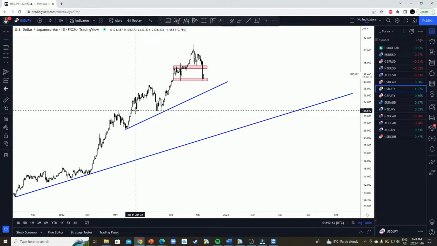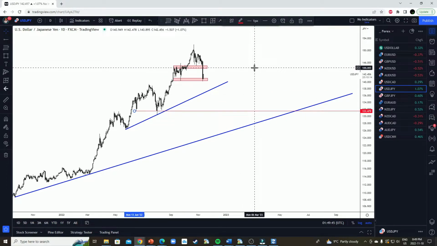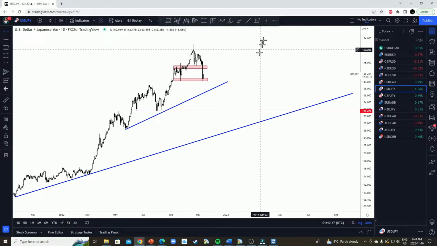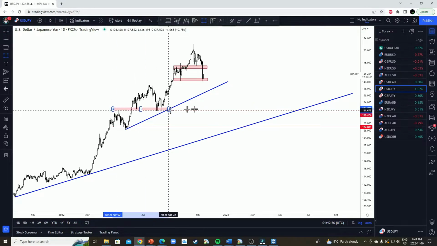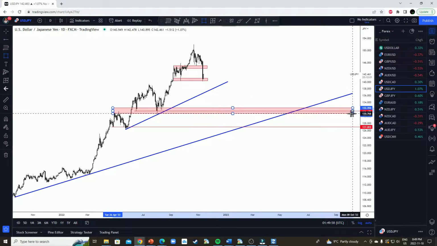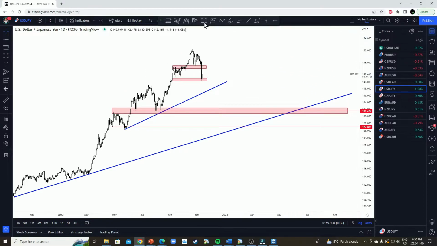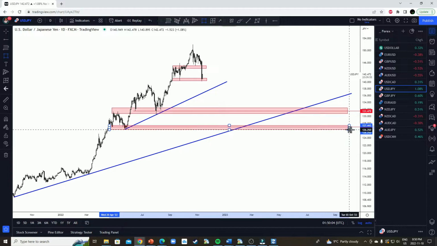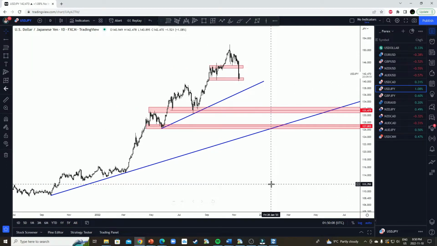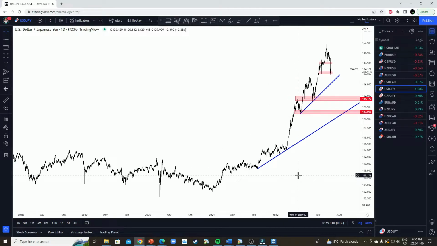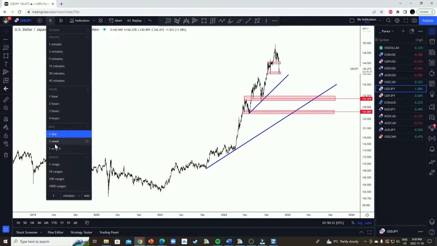Obviously, there's going to be support in this zone and here. I say it's going to be, but there's no certainty, but these have acted as supports in the past. So these are the areas that I'm working with here.